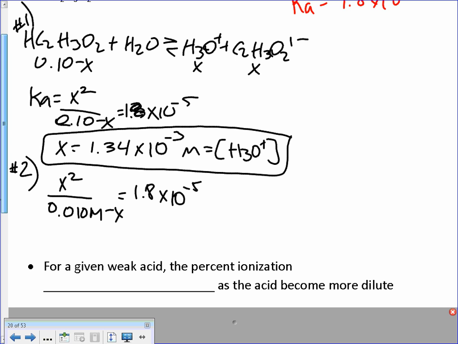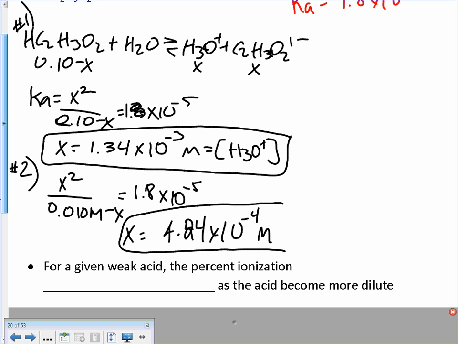Group 2, what did you guys get for hydronium, or for X? 4.24 times 10 to the negative 4. X is equal to what again? 4.24 times 10 to the negative 4. Oh yeah, that's what I got too. 4.24 times 10 to the negative 4th molar.